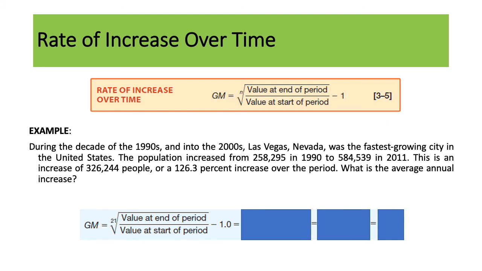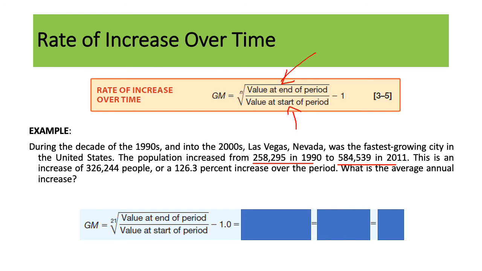There is one more geometric mean that we're going to look at. This is called the rate of increase over time. You use this formula in the case where you have only the value at the end of the period and the value at the start of the period. To use this formula, you won't be given percentages, you'll be given some kind of whole number. In the example below, you're told the population of Las Vegas in 1990 and the population of Las Vegas in 2011. What we want to know is the average annual increase in the population.